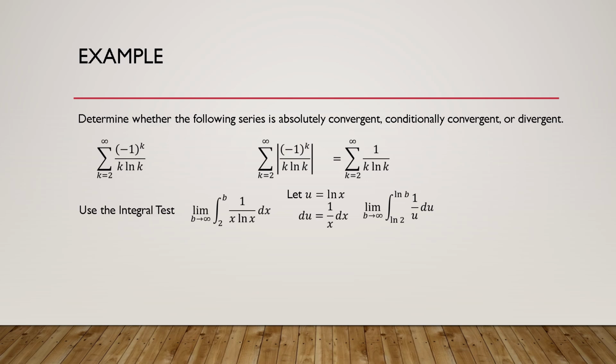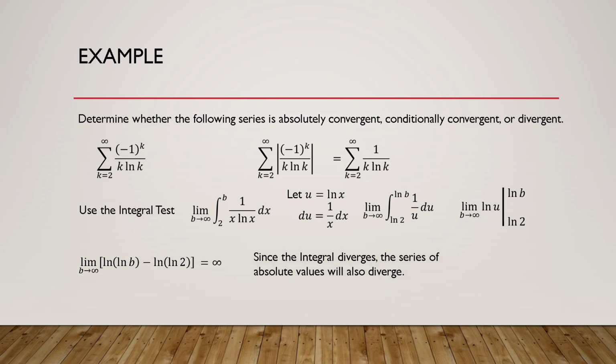This gives us the limit as b approaches infinity of the natural log of u evaluated from the natural log of 2 to the natural log of b. From this, we get the limit as b approaches infinity of the natural log of b minus the natural log of the natural log of 2. This limit goes to infinity. Since the integral diverges, the series of the absolute values will also diverge, so this series is not absolutely convergent.